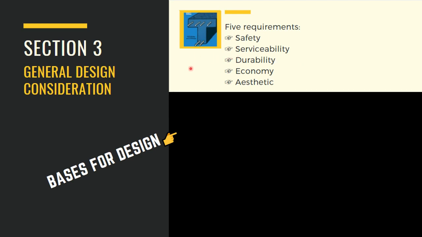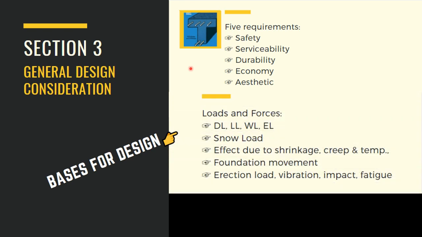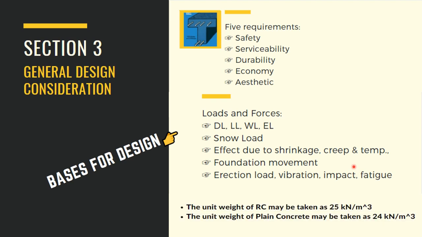And what are all the loads and forces that have to be considered? First one is the dead load or dead weight, we can say self weight of the member, live load or imposed load, wind load, earthquake load. We usually take either wind load or earthquake load. We do not take wind load and earthquake load simultaneously in calculations. Other types of load are snow load, effects due to shrinkage, creep and temperature, foundation movement, erection load, vibration, impact, fatigue, etc. The unit weight of RC, that is reinforced cement concrete, may be taken as 25 kN per meter cube, and the unit weight of plain concrete may be taken as 24 kN per meter cube.